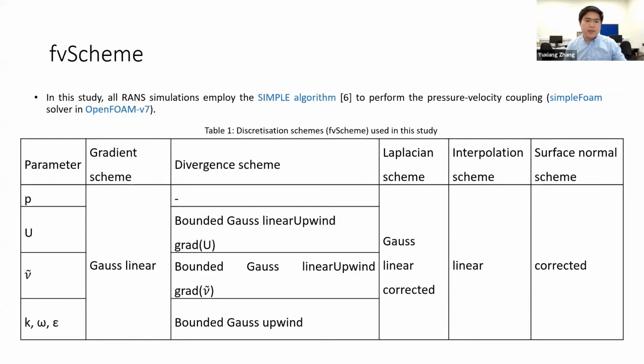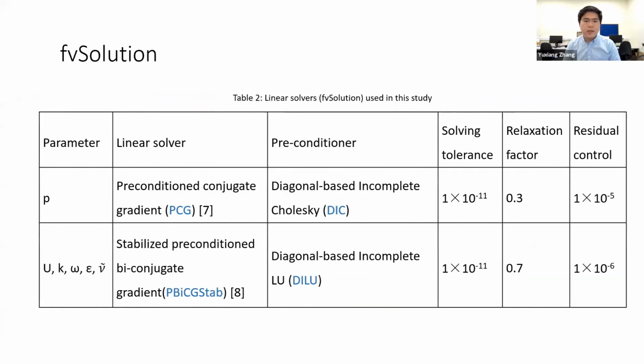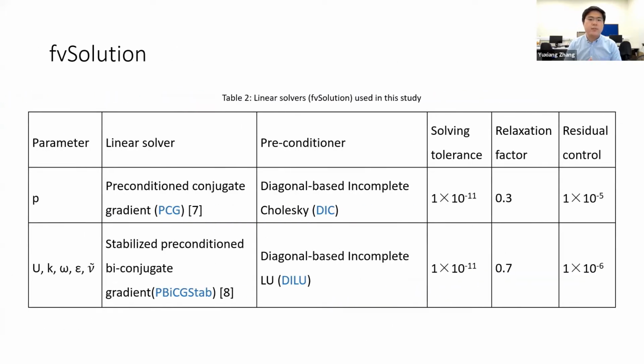As you can see in the table, gradient and Laplacian terms are discretized using Gaussian integration with linear interpolation. Velocity and turbulence quantities are discretized using the linear upwind scheme, while the rest of the convective terms are discretized using the upwind scheme. As for linear solvers, we're using PCG with the DIC preconditioner for pressure and stabilized PBiCG with DILU for those asymmetric matrices.